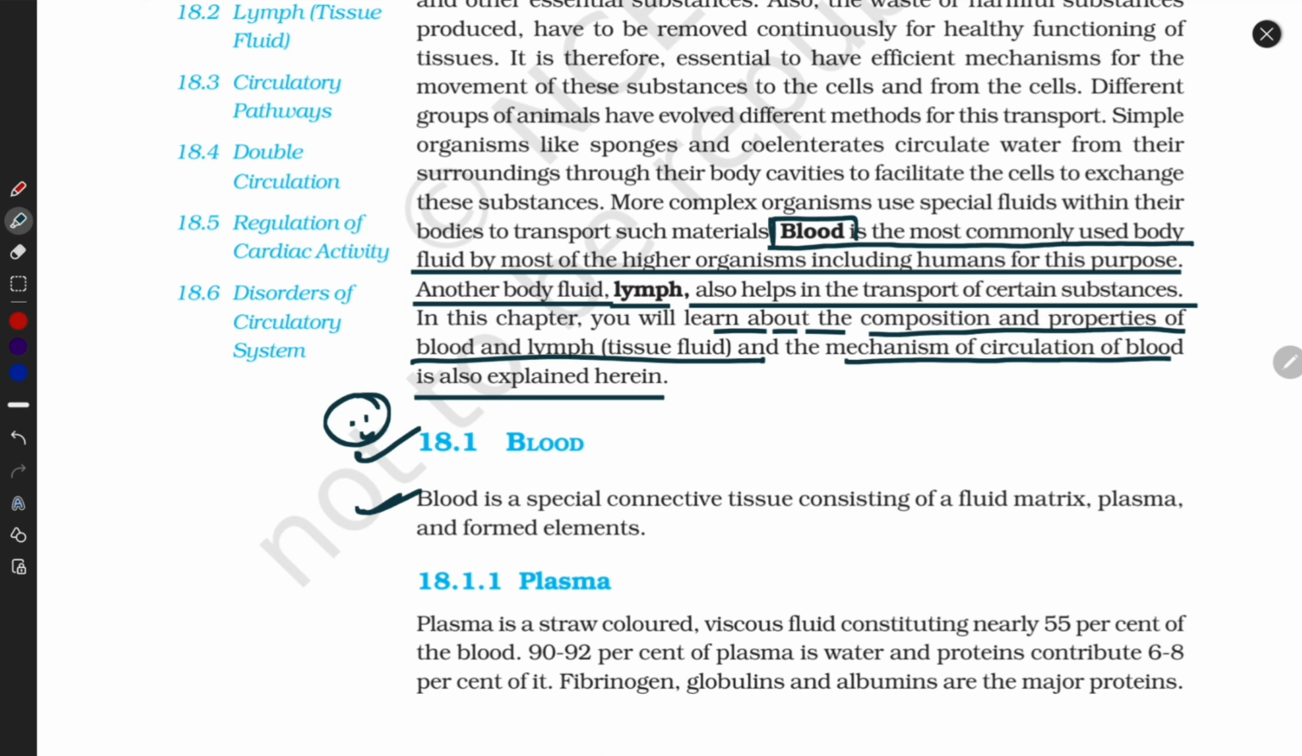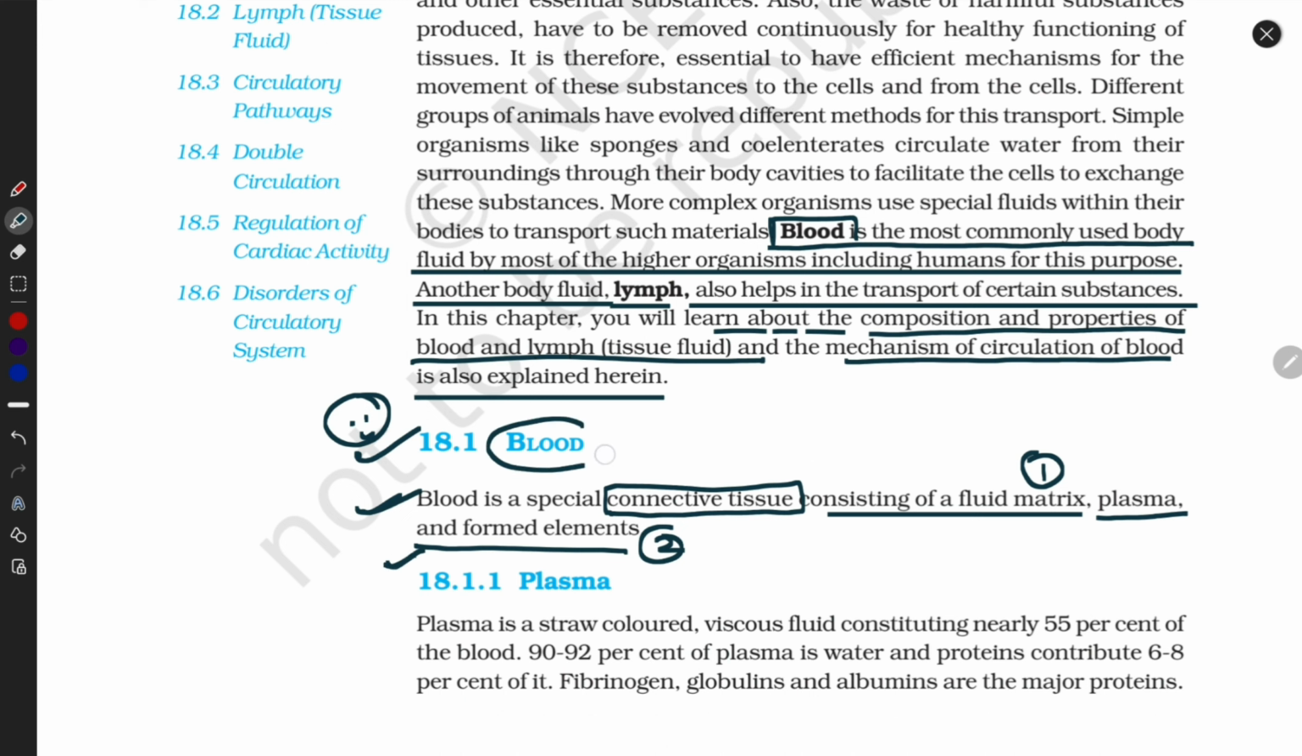Blood is a special connective tissue, of course. They are special connective tissues consisting of a fluid matrix, first plasma, and formed elements. This is the composition of blood, plasma and some elements. How are blood cells derived? I give you a short and brief chart about it.